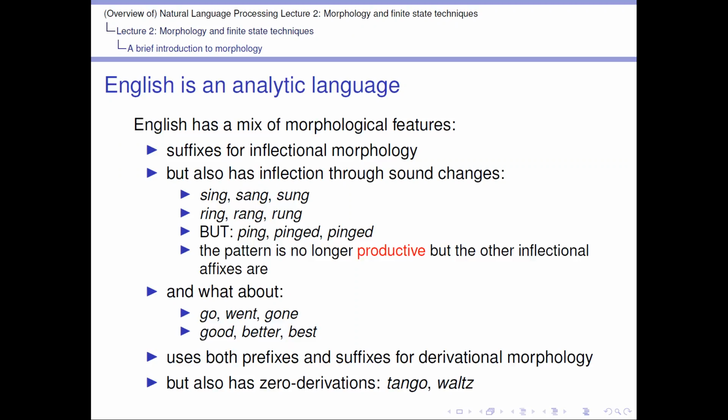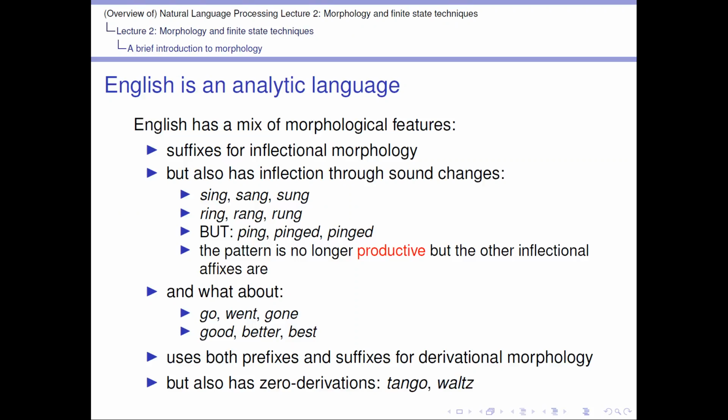But for derivational morphology, we use both prefixes and suffixes in our language, and we also have this case, especially with modern words, of zero derivations. So I can change tango or waltz into a noun or a verb by doing nothing. The dance tango is a tango, but I would also tango if I was dancing, right? So we have instances of zero derivational morphology here as well. So we've got all kinds of stuff going on in English.